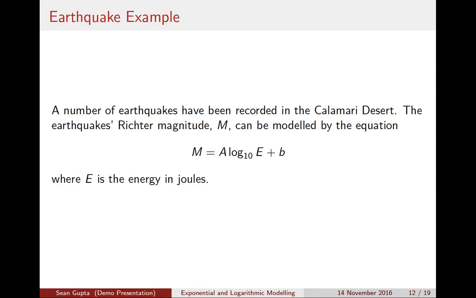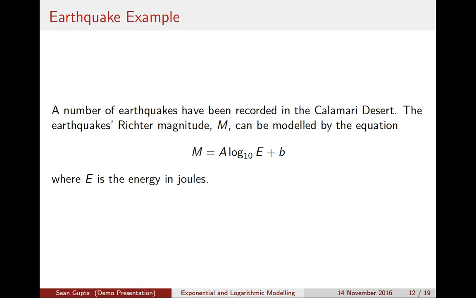Okay, let's go to quite a different example. This is our second and last example for today. A number of earthquakes have been recorded in the Kalahari Desert. The earthquake's Richter magnitude, m, can be modeled by the equation m equals a times log base 10 of e plus b, where e is the energy in joules.